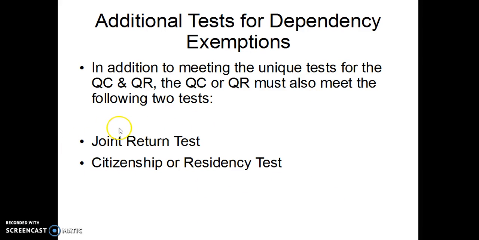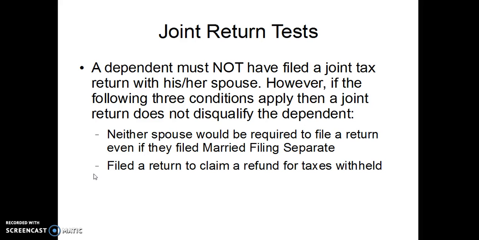What we looked at before were the unique tests. The qualifying child has 4 unique, and then the qualifying relative has 4 of its own that are unique. Then on top of that, these two are common to both, and these need to be looked at. So for every single dependent that we're looking at, we need to make sure they satisfy this, plus 4 others, which are going to be either the qualifying child or qualifying relative tests. So those tests are the joint return test and the citizenship or residency test.